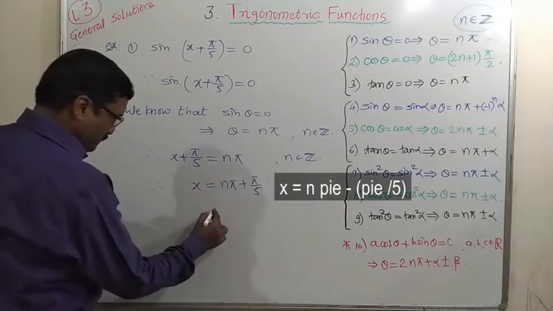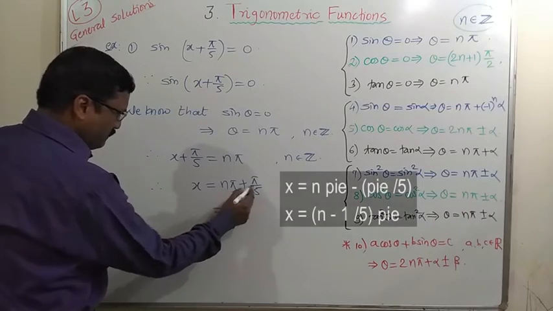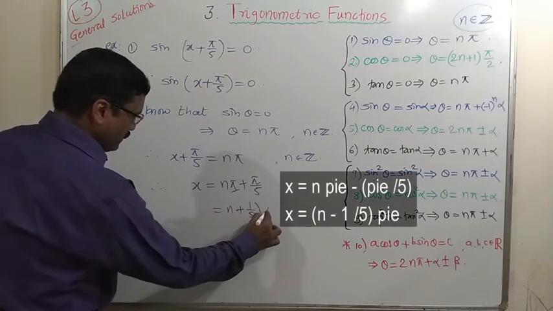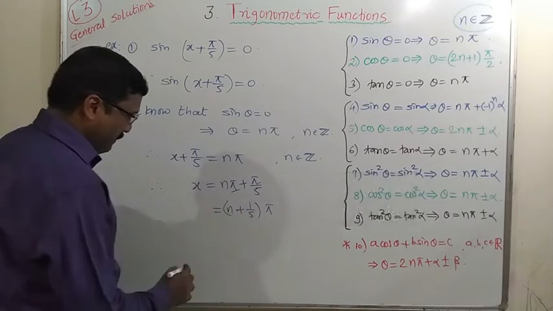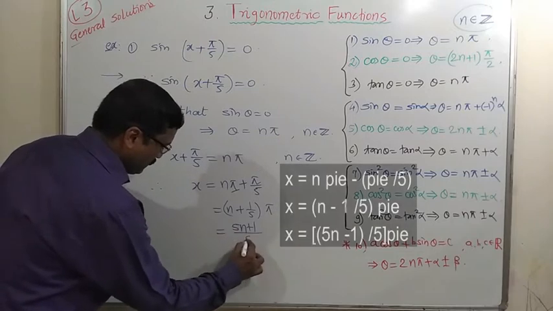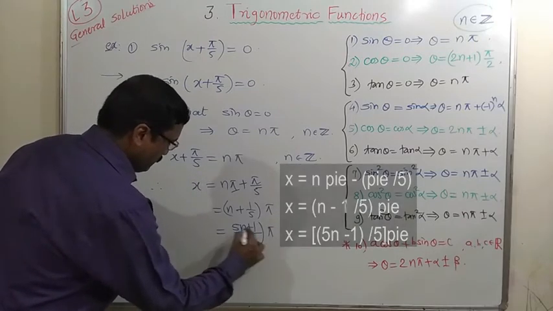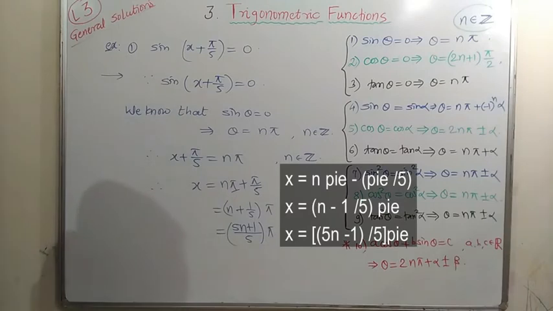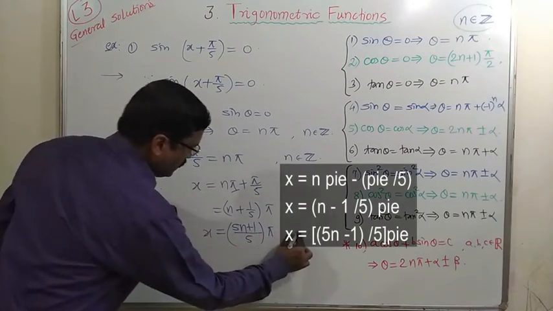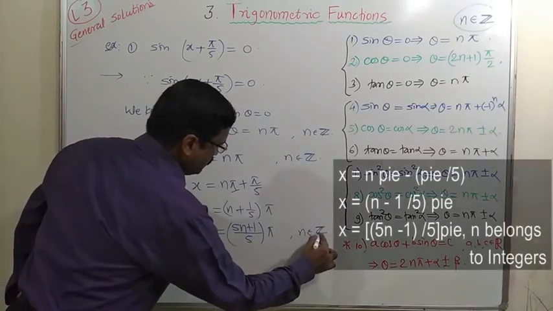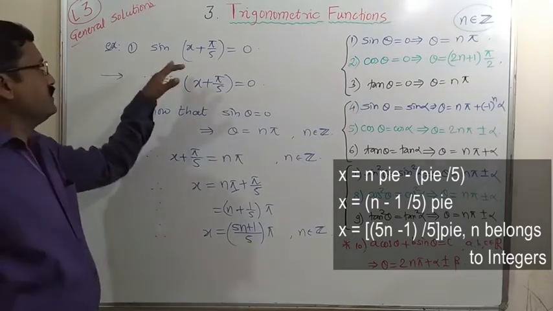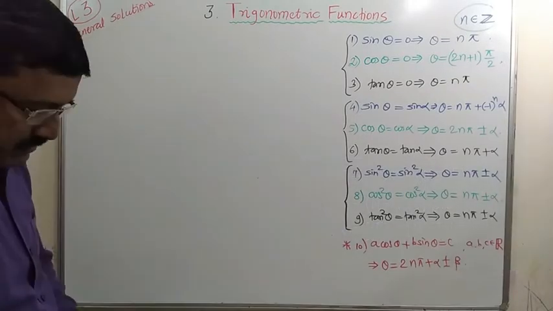We can simplify this by taking pi common, so we get (n plus 1 by 5) out of bracket times pi, or it can be written as (5n plus 1) upon 5 multiple of pi, where n belongs to integers again. So that is the solution of this trigonometric function. Example number 2.